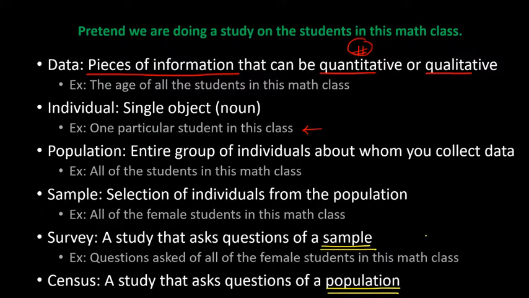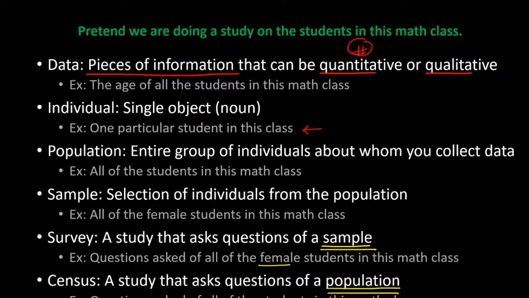So let's look at an example of a survey and a census. Again, in our study on students in this math class, a survey would be if someone decided to ask questions of just the female students in the class. A census would be questions asked of all of the students in this math class.